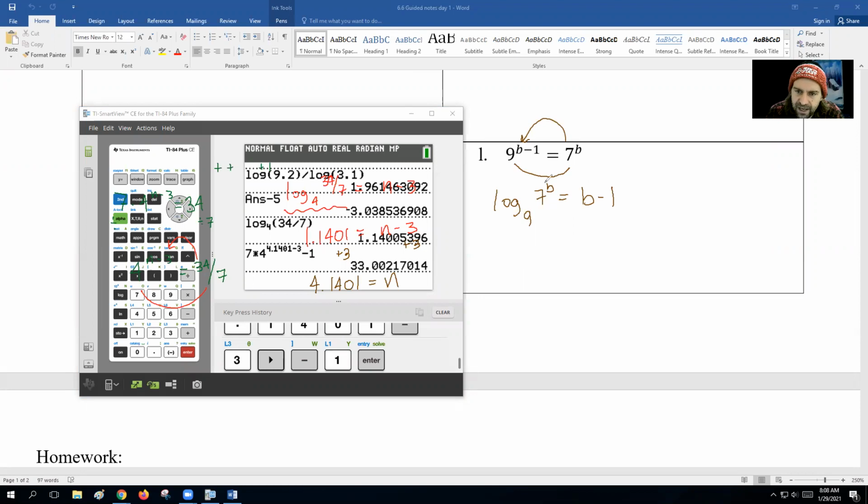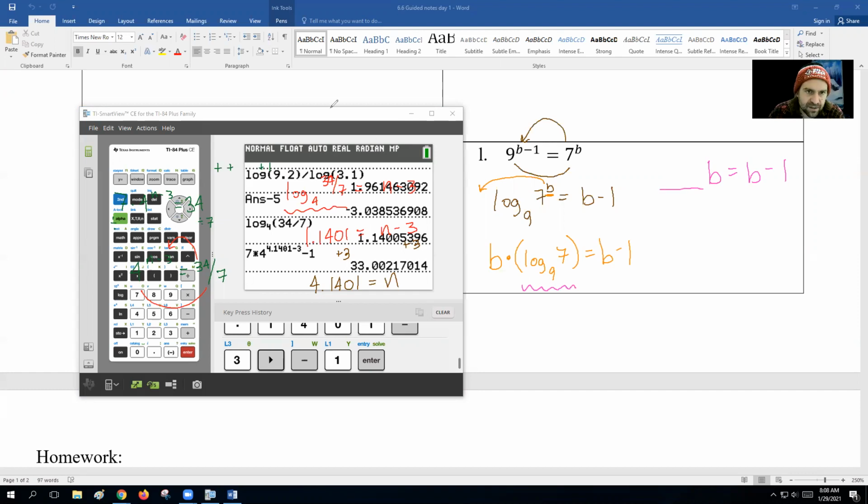And what we have here is a rule from before. If we ever have a log that is to an exponential power, we can bring that exponent and multiply it in front. So this is really b times log base 9 of 7 equals b minus 1. Okay, let's go through and figure out what that is, because this is some number here, and that's some amount of b that we have. So let's figure out how many b's we have here.